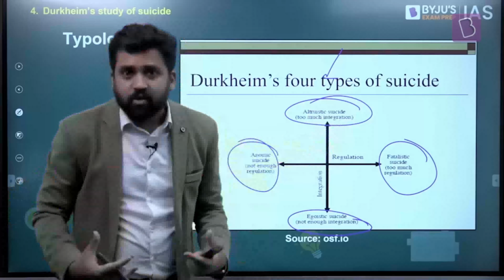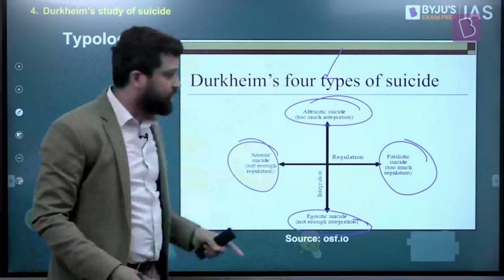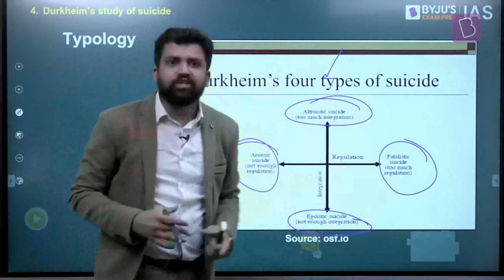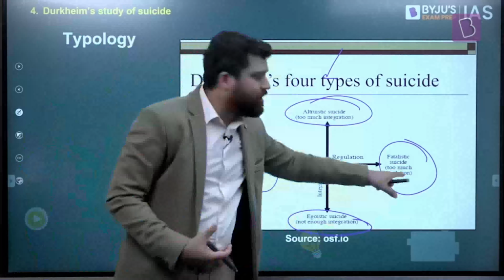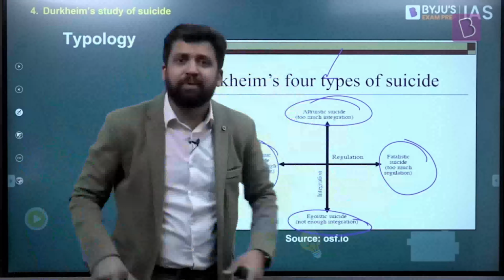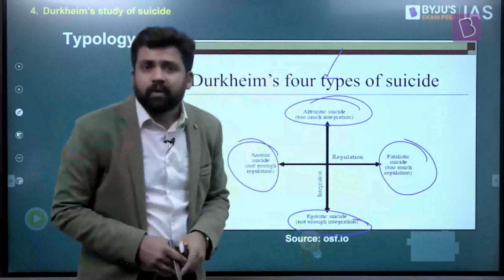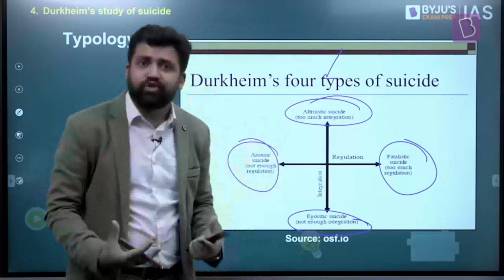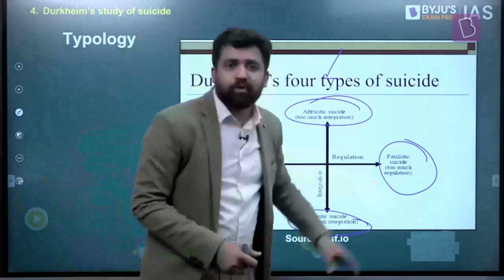So depending on the level of integration, high integration as well as low integration, both can lead to a high number of suicides. Similarly, regulation. If there is too much regulation, people's life is extremely controlled. It can lead to fatalistic suicides. For example, slaves in the past, right? Their life was heavily controlled by their masters, every aspect of their life. So they used to commit suicides. They can't do anything on their own. Their masters used to force them to do this, to do that. They can't live their own life. So that is an example of fatalistic suicide.